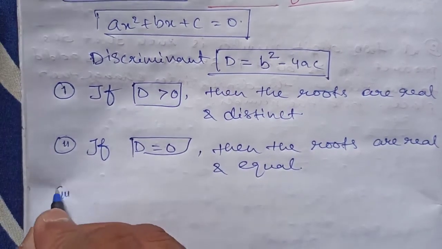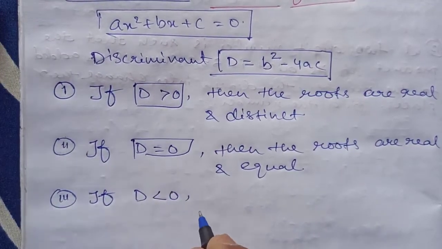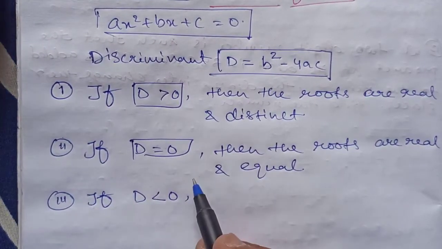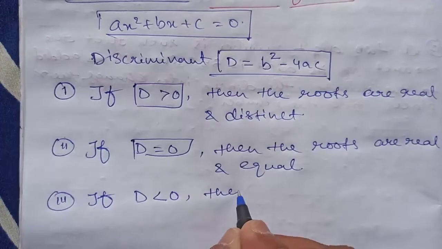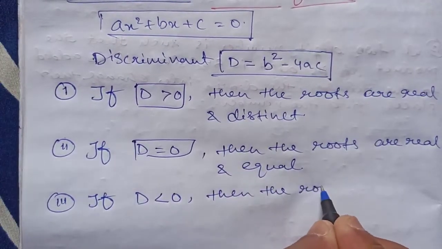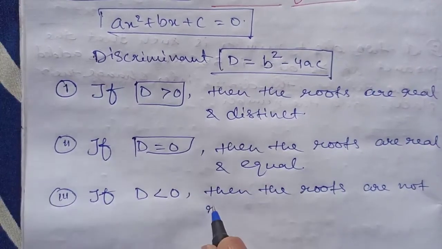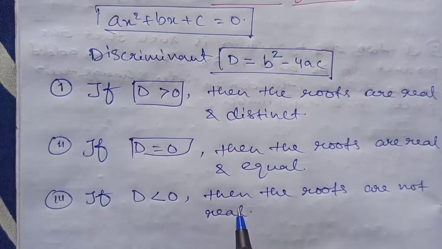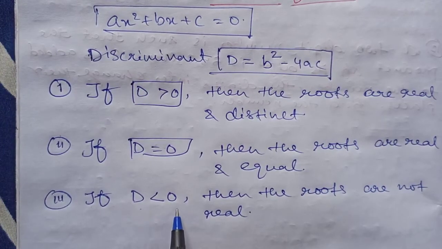Third is if d is smaller than 0. If we get d smaller than 0, that is all the negative values, suppose we get minus 2, minus 4, minus 10, whatever, then the roots are not real. So no need to find the value of x if you are getting d less than 0.